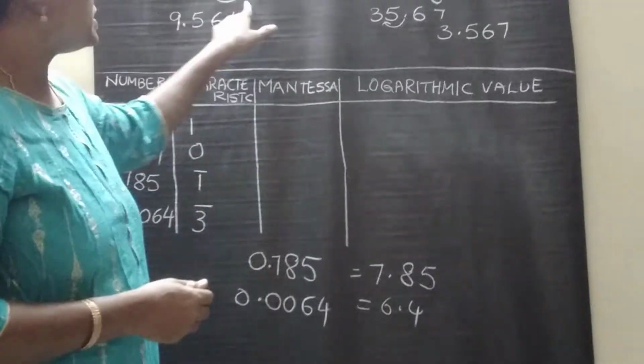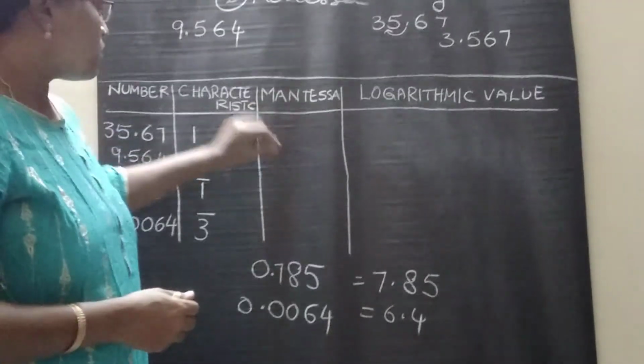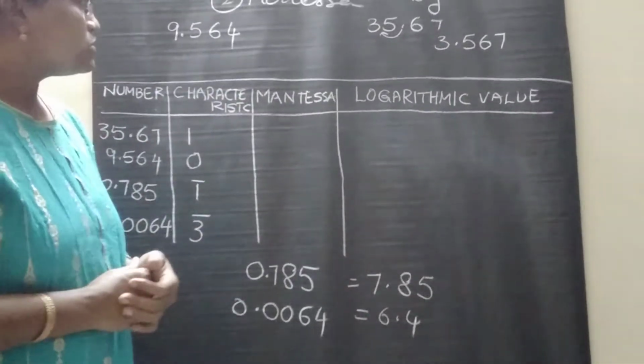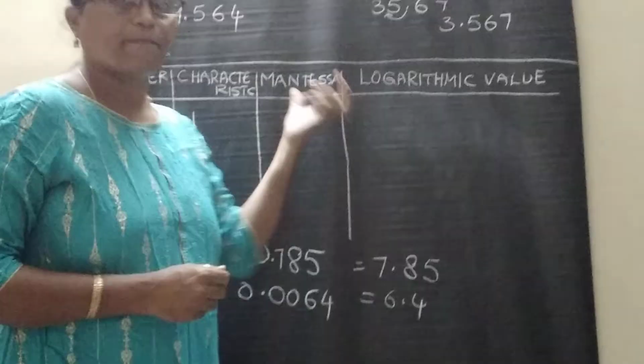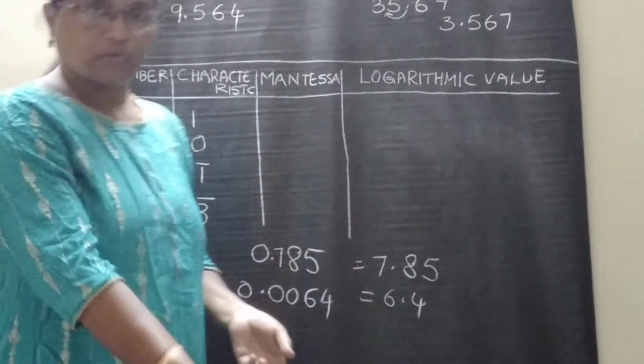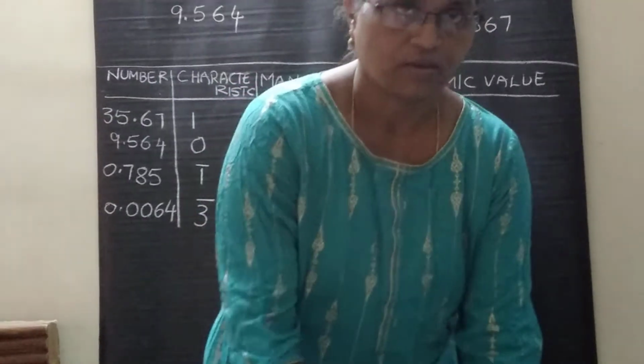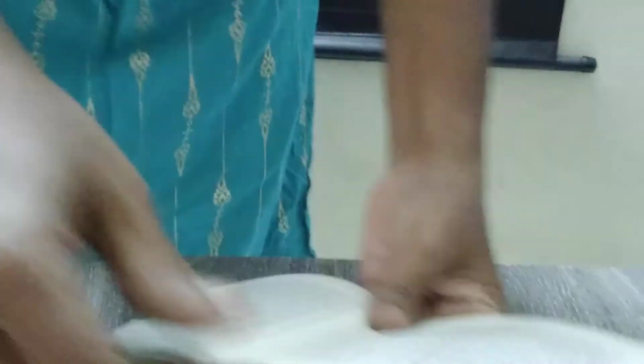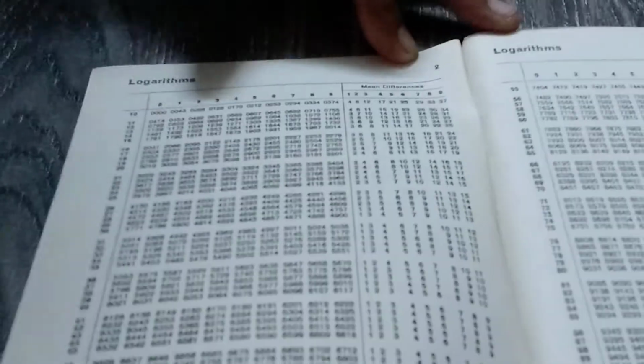And the next part is the mantissa. So what is the mantissa? To find the mantissa, we use a logarithmic book. This is our logarithmic book, in which we find the logarithm.